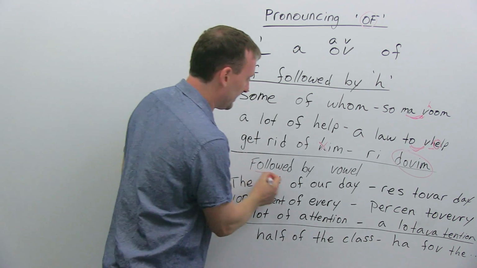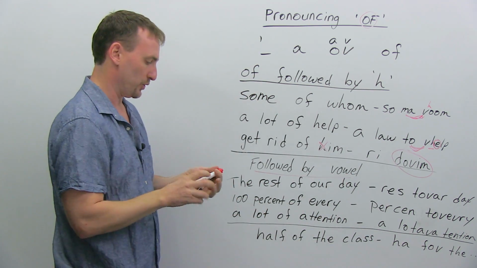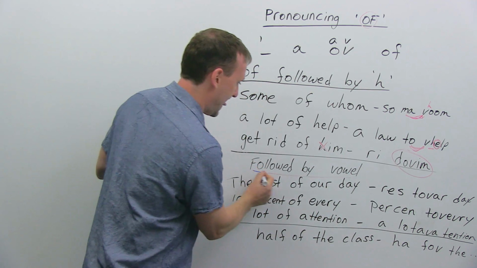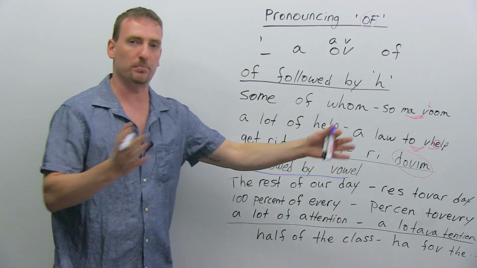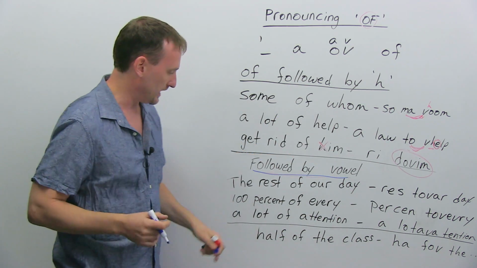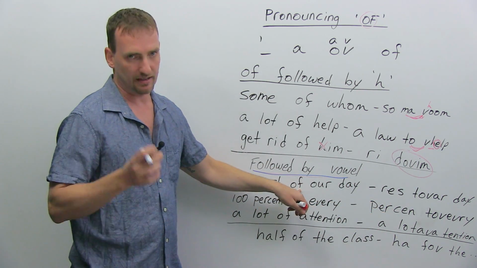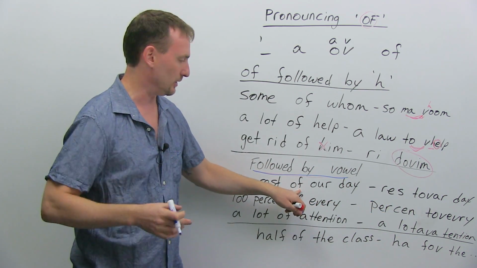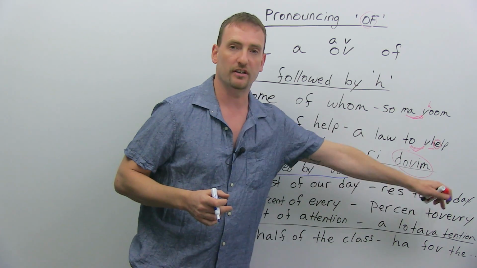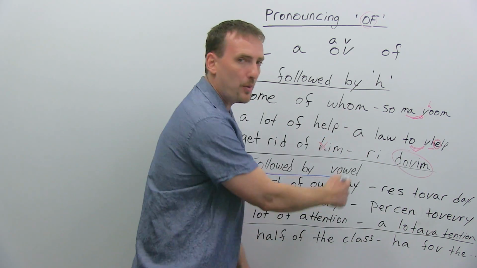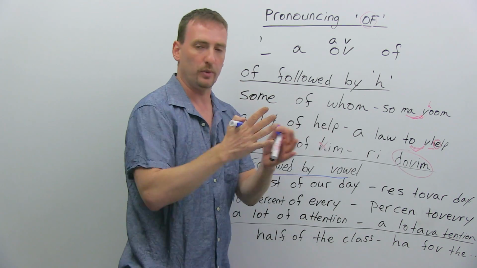Now, if it's followed by a vowel, okay, my red's almost done here. Let's go to blue. Now followed by a vowel, A, E, I, O, U, whatever. The rest of our day. The rest of, I'm still using the of, even if I'm speaking slowly, our day. Rest of our day. Now, the hour, ow, we just squeeze into ah.